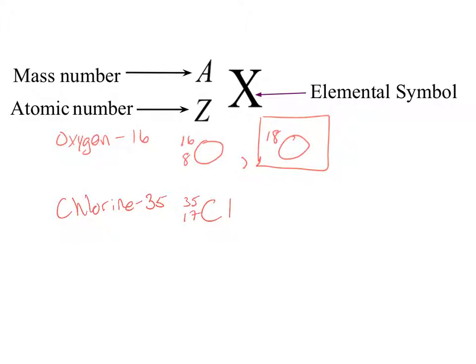For a final example, let's look at the isotope uranium-238. Our symbol for uranium is U. Mass number we've identified is 238. And we see that our atomic number from the periodic table is 92.